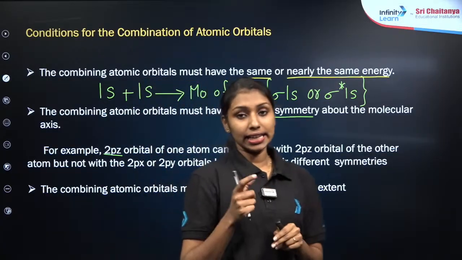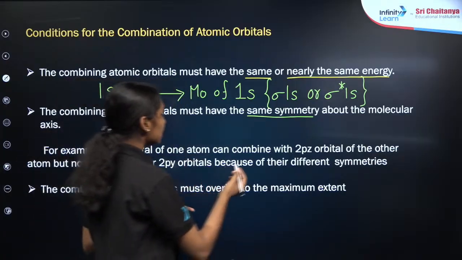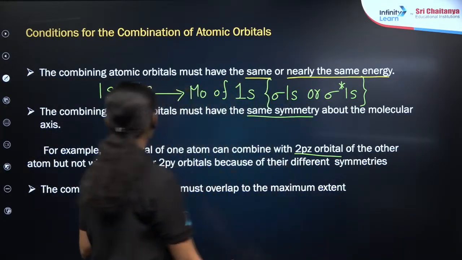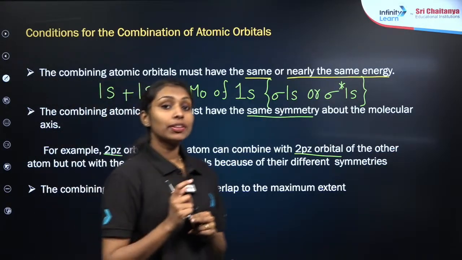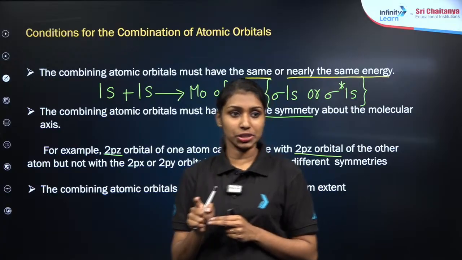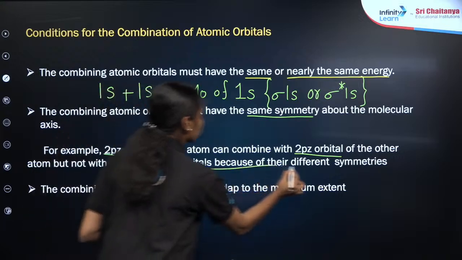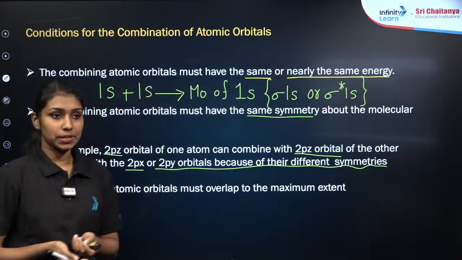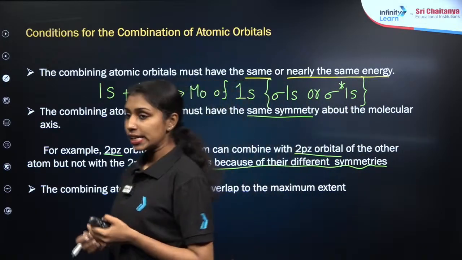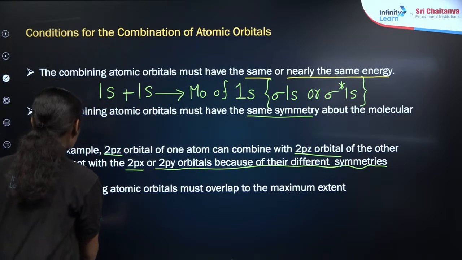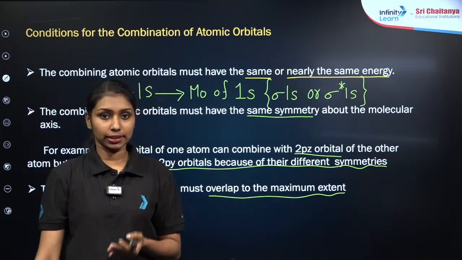But the condition is that the 2pz orbital will combine with a 2pz orbital only, because of their same symmetry. The 2pz orbital of one atom can combine with the 2pz orbital of the other atom, but it does not combine with the 2px and 2py because of their different orientation, or different symmetries. Clear? The last condition is that the combining atomic orbitals must overlap to the maximum extent to get the maximum strength.